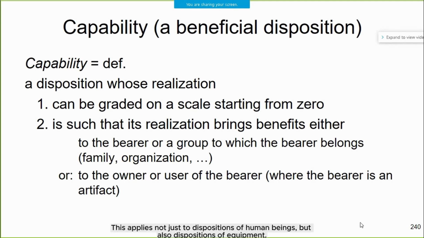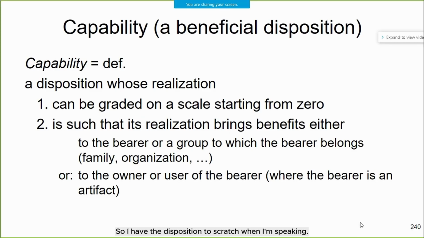And this applies not just to dispositions of human beings, but also dispositions of equipment. So I have the disposition to scratch when I'm speaking. That's not a capability. Why? Because it doesn't bring me any benefit. There's no way of saying well or less well.